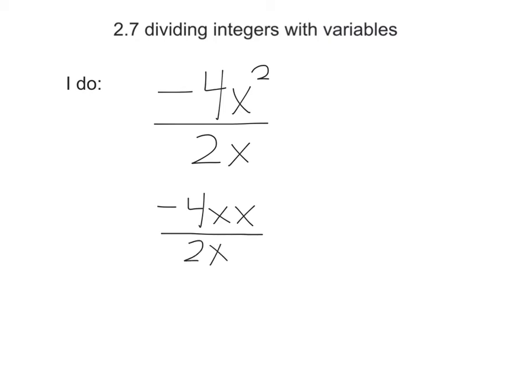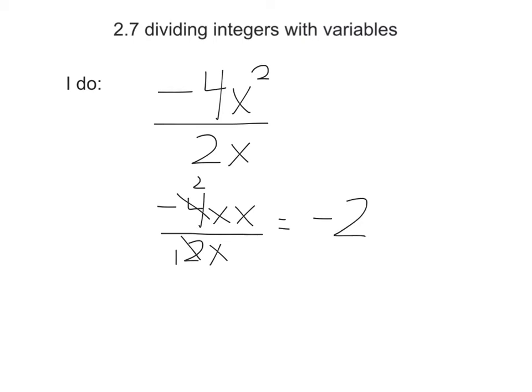Now, just like when you divide integers, you are going to look at your numbers or the coefficients first, and you're going to count your negatives. So I have one negative, so my answer is going to stay negative, because it's an odd amount. And then I have 4 divided by 2, and that just cancels out. Like this would be a 1 if I'm dividing by 2, this would be a 2. So 4 divided by 2 is 2, and it stays in my numerator.